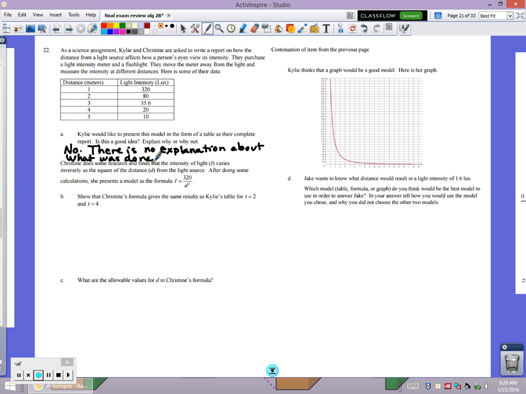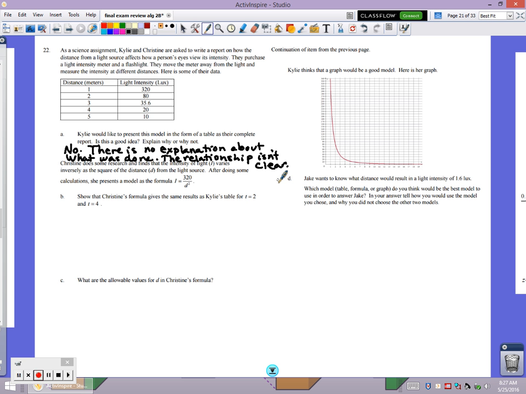And you only have 5 values. So what about the in-between values? Or what if I wanted to know 10 meters away? I couldn't really find that on this table. So the relationship isn't quite clear. We're given a limited amount of data.